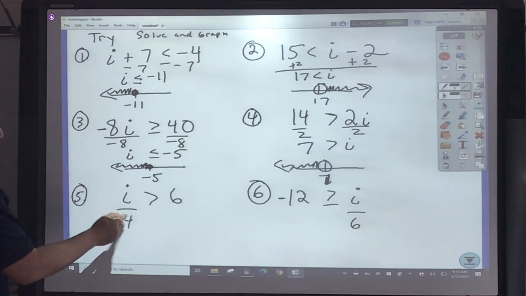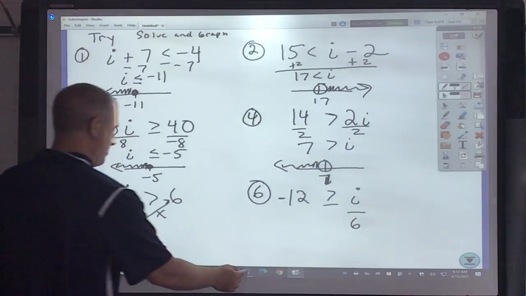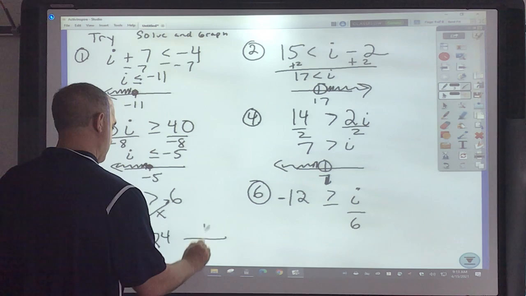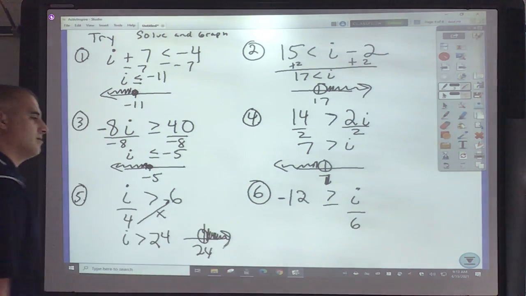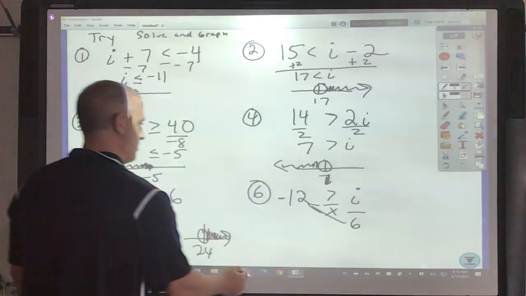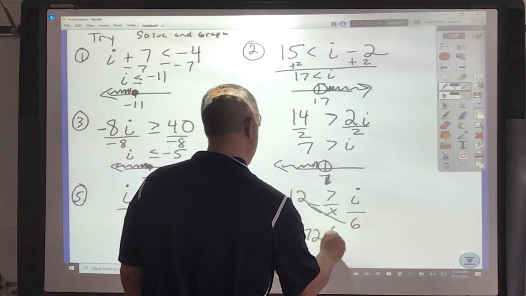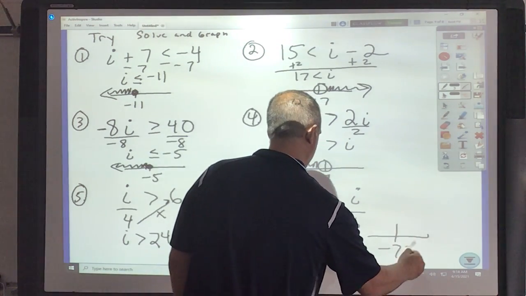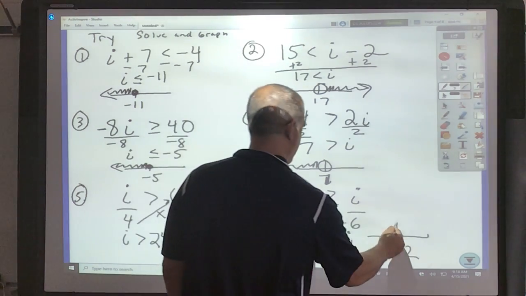What do I do with these ones? Cross multiply. So I got I is greater than 4 times 6, 24. Open circle, shading to the right. This one I want to cross multiply the 6. So negative 12 times 6, it's negative 72. I got negative 72, closed circle, and it's eating the number, so I'm shading to the left.